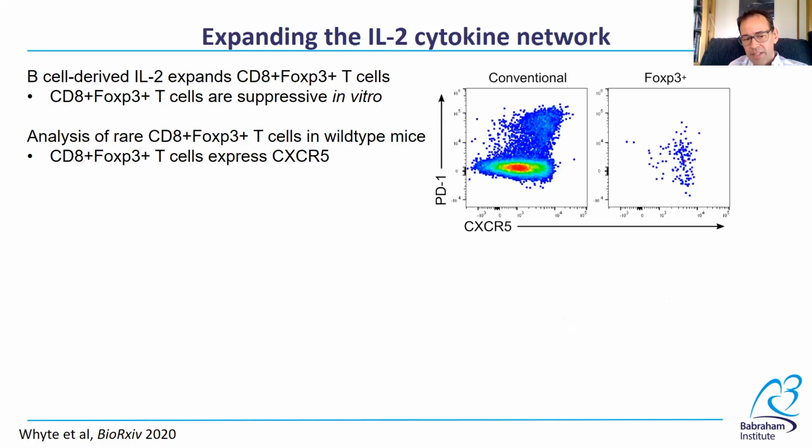Well, what we did here is to go back and look at the rare CD8 positive, FOXP3 positive T cells that we see in the wild type mice. So this scattering of 0.1 to 0.3%. And we phenotyped these for a number of different markers. And what we saw is that the FOXP3 positive cells essentially all express this chemokine receptor, CXCR5. So we can see there's a spread of cells on conventional CD8s, but the regulatory cells, they're almost all expressing CXCR5. And this is quite important because CXCR5 is a chemokine receptor that allows cells to get into the B cell zone.